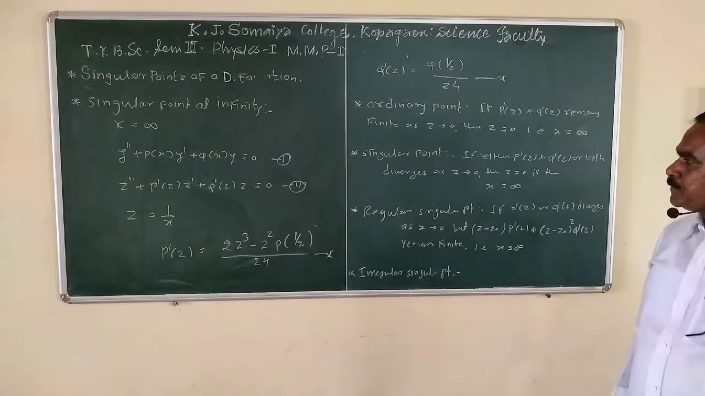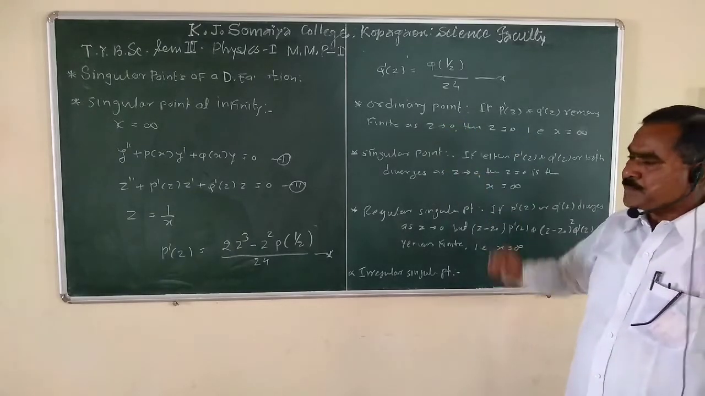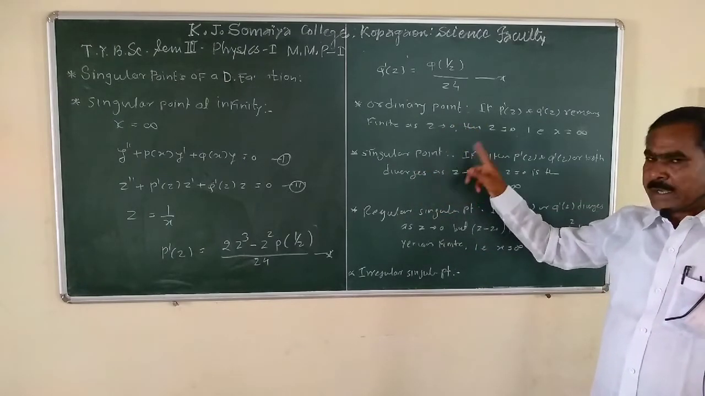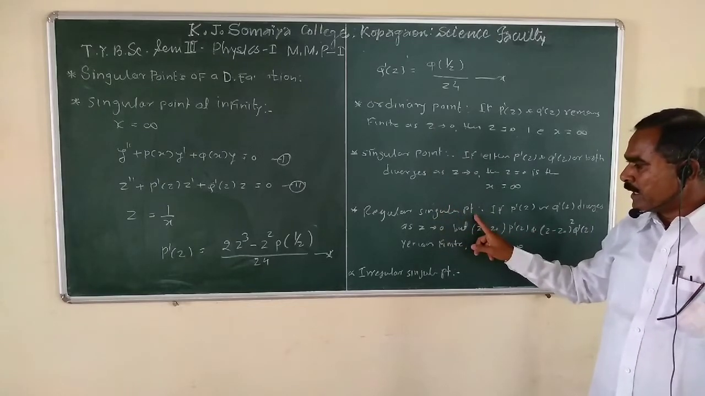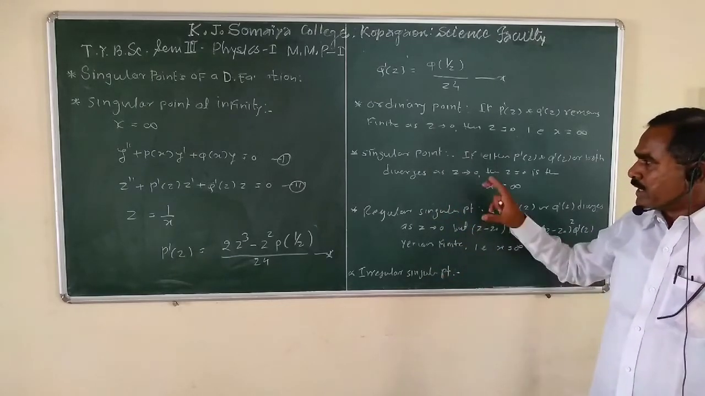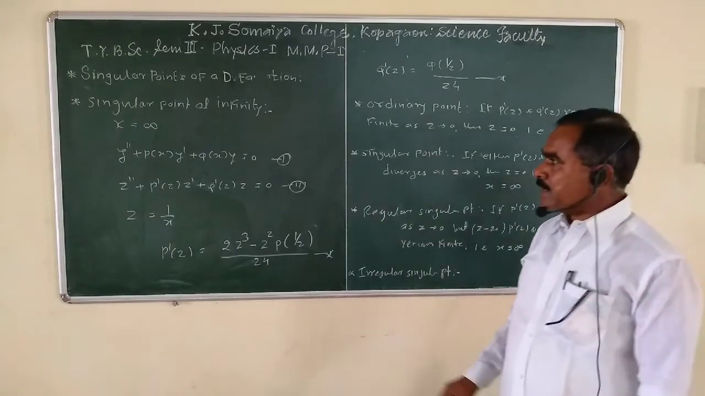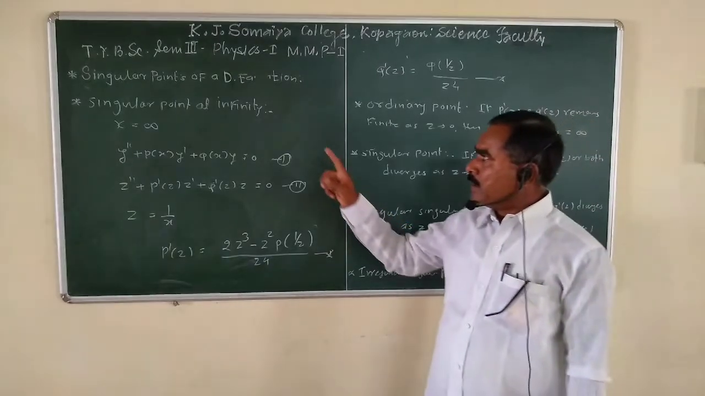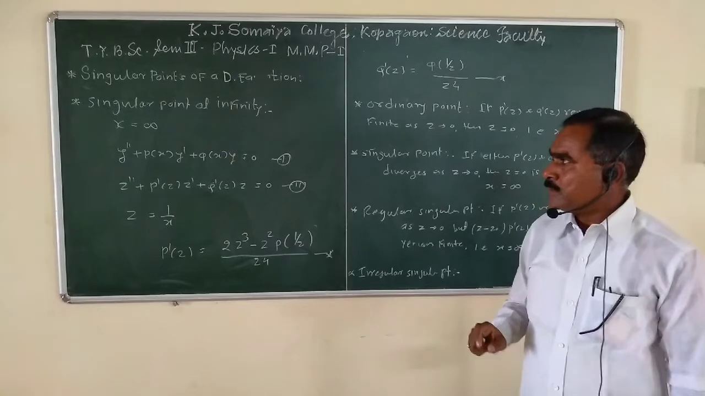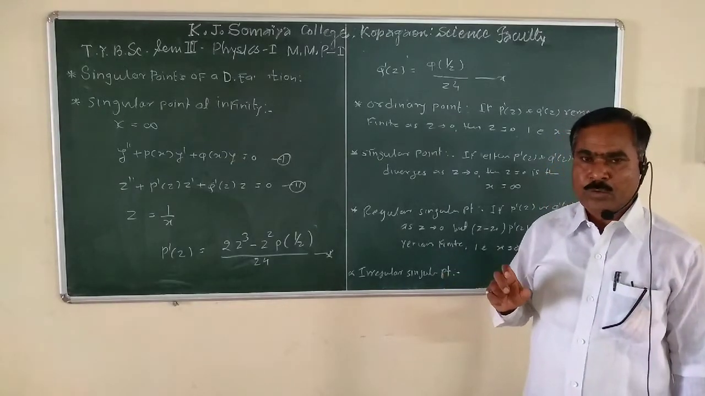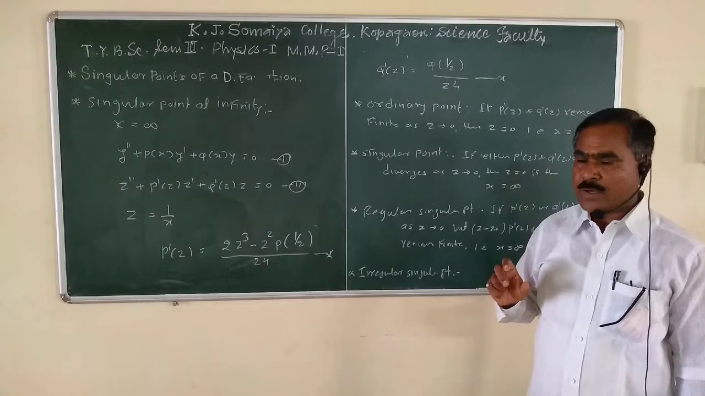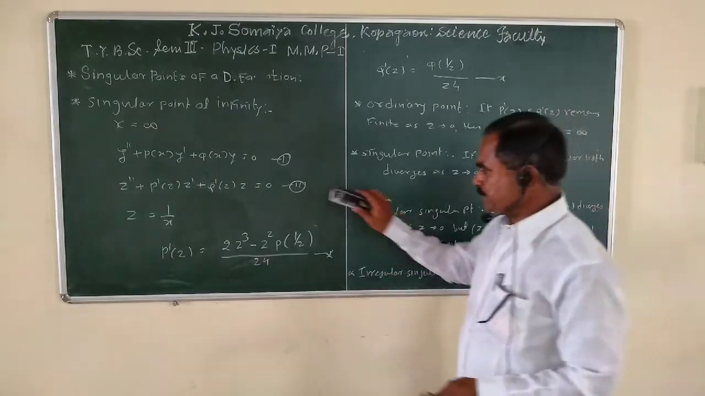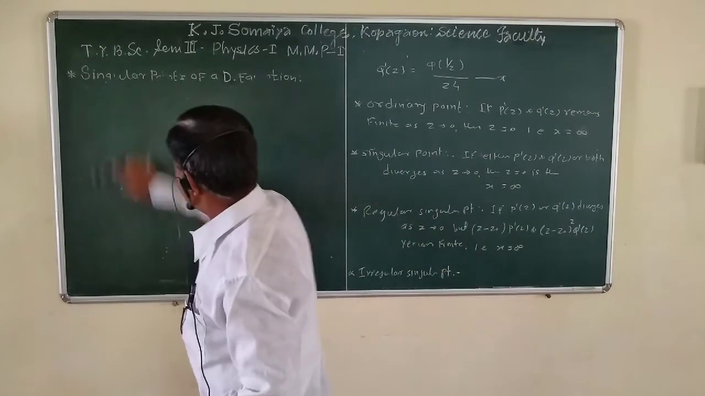So there are four types of singular points. First is ordinary. Second, we define singular point. Again, there are two types of singularity: regular singular and irregular singular. So considering this singular point is essential to solve differential equation, because whether we may solve differential equation or not depends upon the singular points.